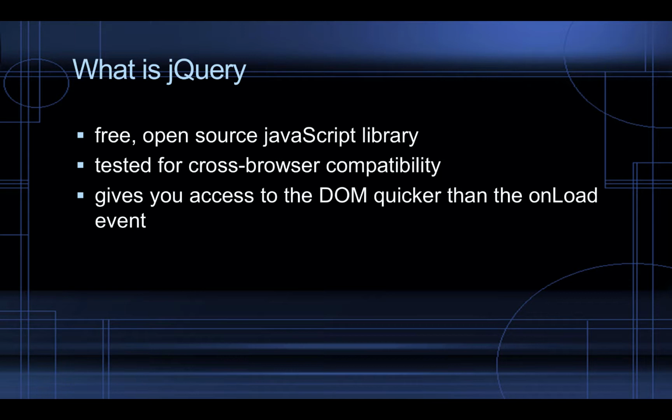jQuery is tested for cross-browser compatibility, so we don't have to worry about making our code work. We don't have to test it. We don't have to try and add if conditions in order to make sure that all of our click events work. If we use jQuery, everything will be cross-browser compatible for us, and we don't have to worry about it. And we'll look at an example of what it means to say that jQuery lets us have access to the DOM quicker than the onload event that we've been using prior.